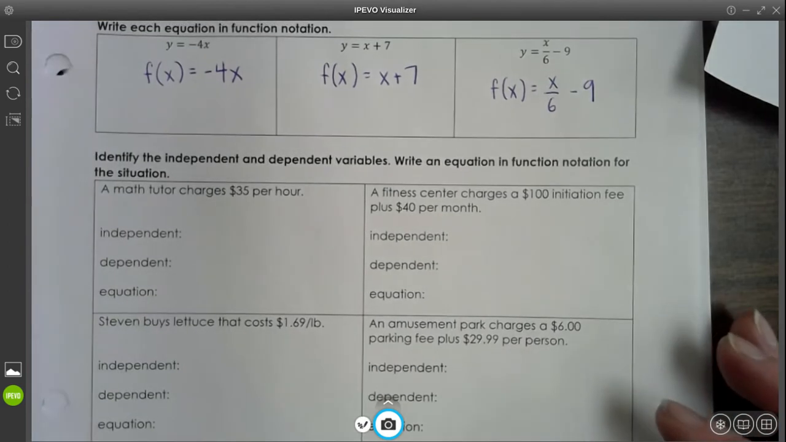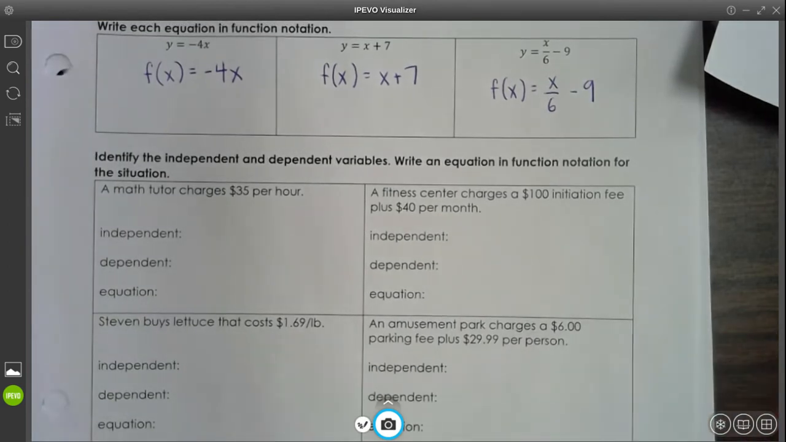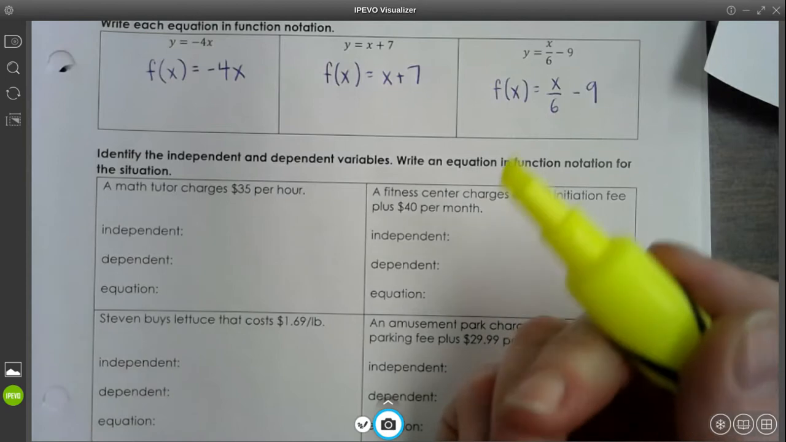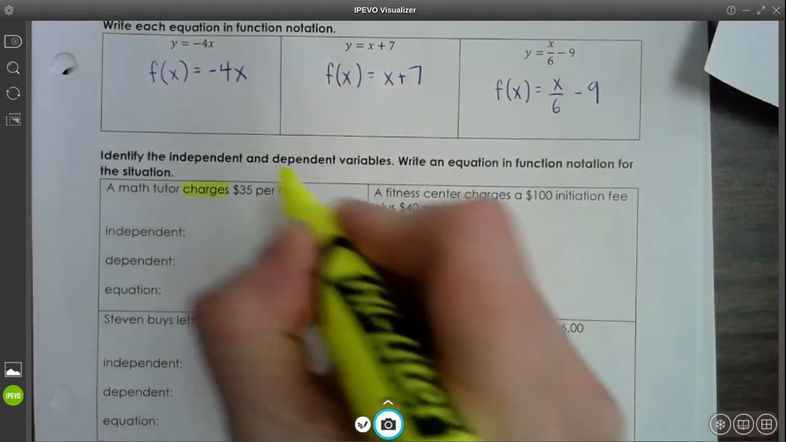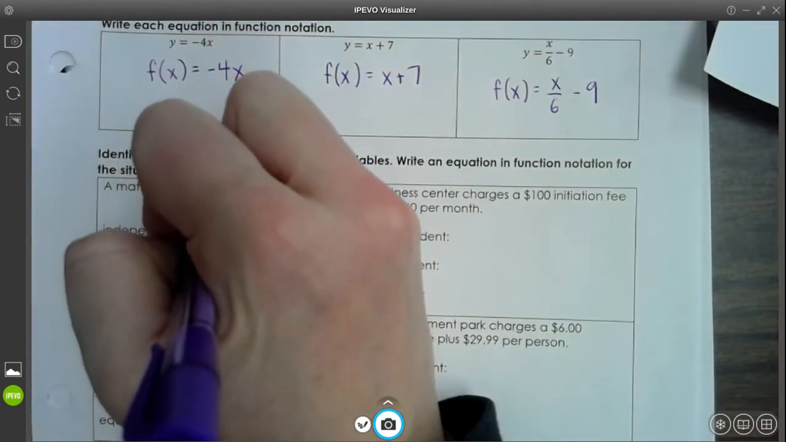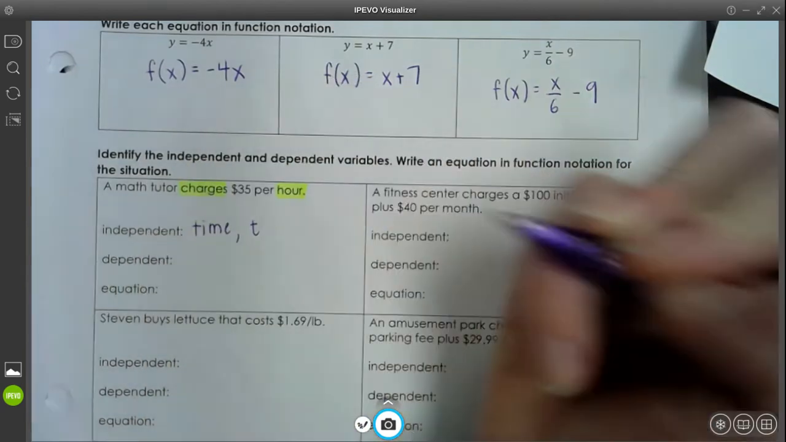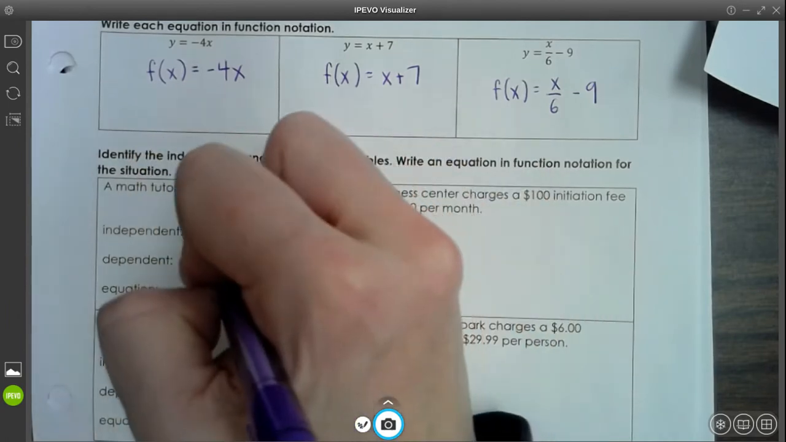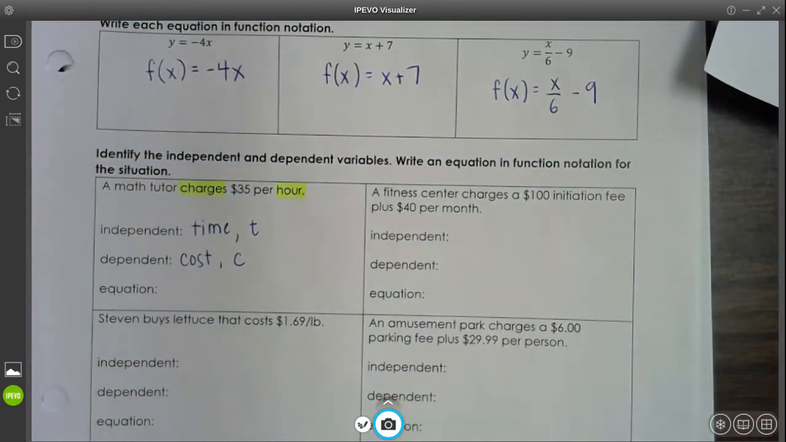All right, identify the independent and dependent variables and write an equation in function notation for the situation. All right, so here it says a math tutor charges $35 per hour. So these are just like what we did before. We're just going to add an equation at the end. So again, we've got cost and time, just like we did before. Time is always our independent variable. Let's call that T in this problem. The dependent variable is going to be the cost. Is that okay if we call that C? All right. So now instead of using X's and Y's, we're going to use C's and T's.